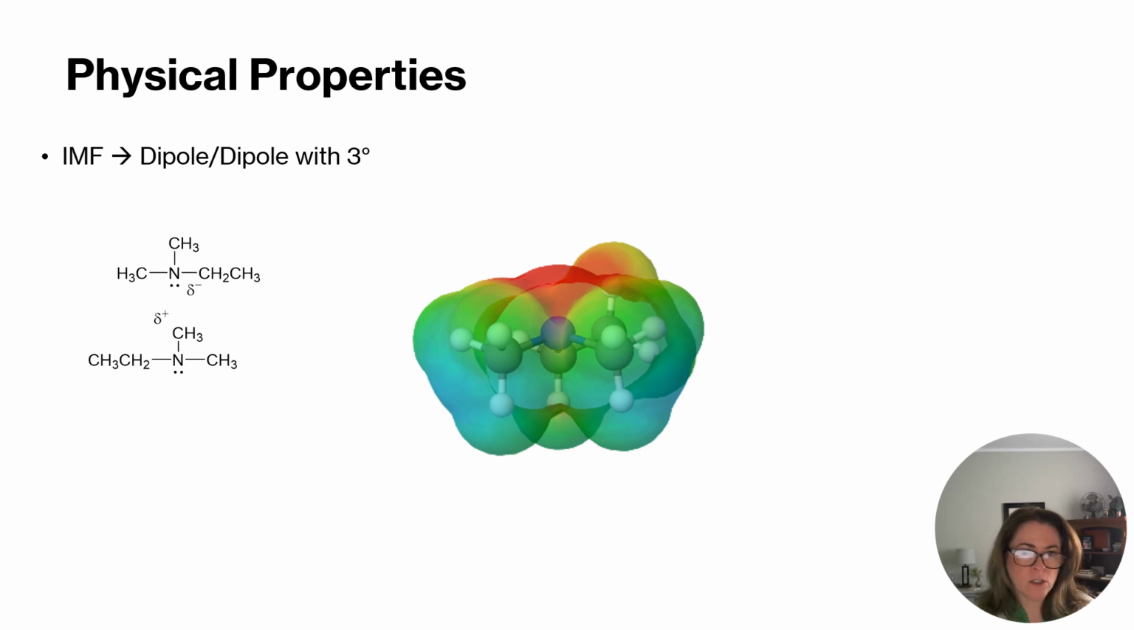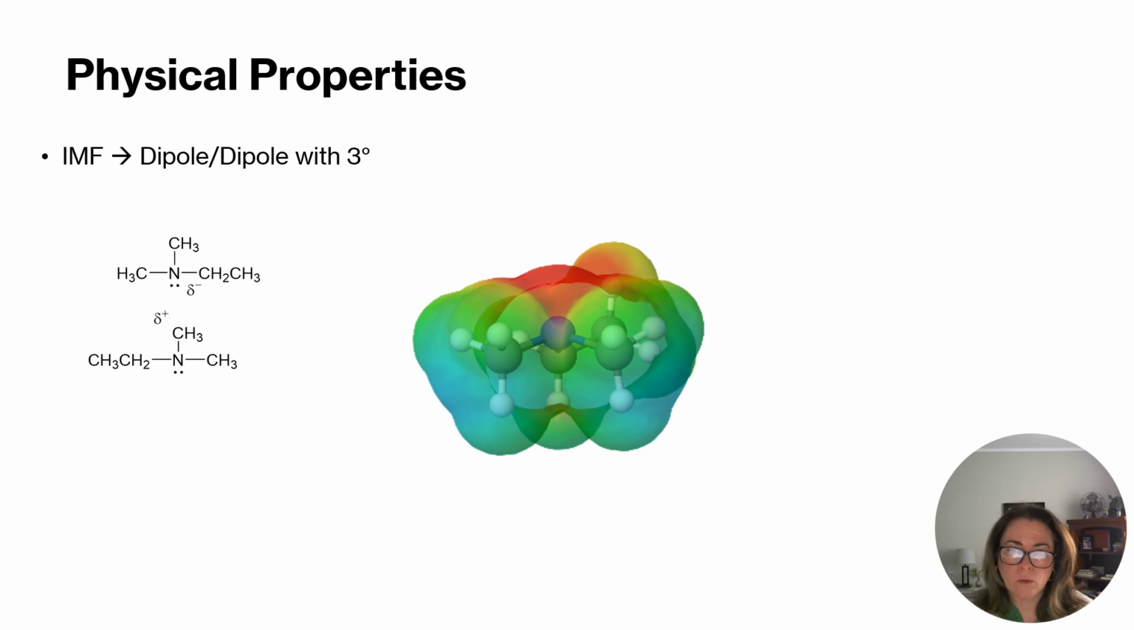Okay, so now on to our tertiary amines. Notice that there is no hydrogen directly bonded to the nitrogen. So this means that tertiary amines do not have hydrogen bonding, but they do have dipole-dipole interactions. And so again, that nitrogen is going to be slightly negative, the rest of the molecule slightly positive, and so you do have interactions or attractive forces between them.